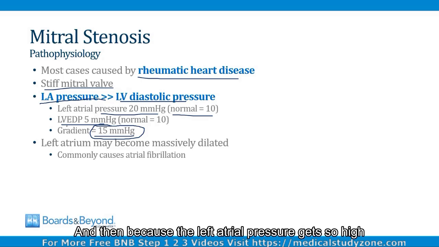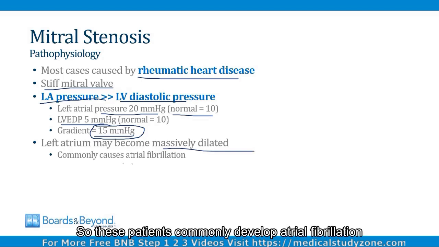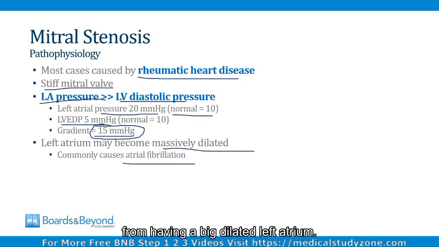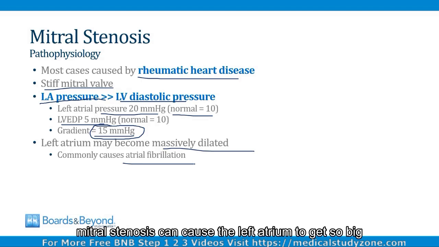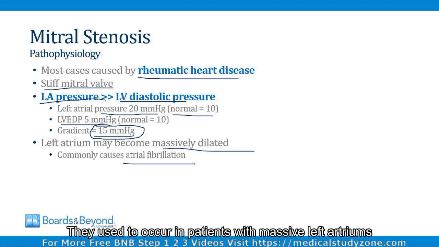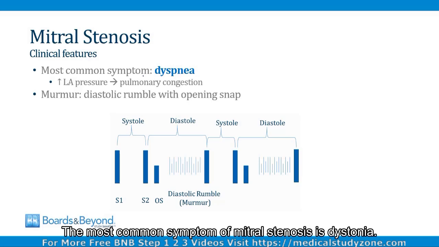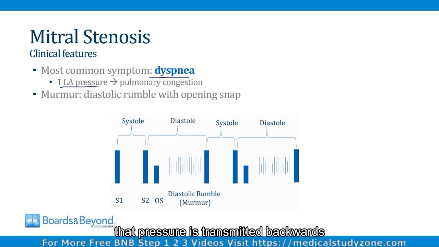And then because the left atrial pressure gets so high, the left atrium can become massively dilated. So these patients commonly develop atrial fibrillation from having a big dilated left atrium. Also, in very rare cases, if left untreated, mitral stenosis can cause the left atrium to get so big that it compresses the recurrent laryngeal nerve and causes hoarseness. And there are other symptoms you can read about. They're mostly historical. They used to occur in patients with massive left atriums in the era before we could treat mitral stenosis. The most common symptom of mitral stenosis is dyspnea. When the left atrial pressure gets high, that pressure is transmitted backwards into the pulmonary capillaries, and this can lead to pulmonary congestion and even pulmonary edema.